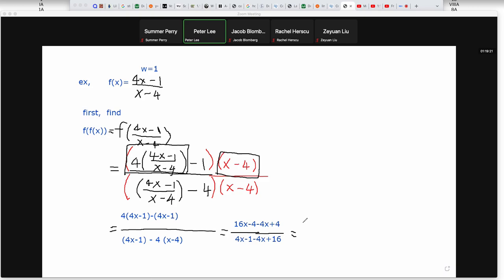Oh wait, did I make a mistake here? Yeah, I did make a mistake. Where did I make the mistake? This 4x minus 1 should not be 4x minus 1. It should really be x minus 4. Why did I write 4x minus 1 there? This should be x minus 4. Let me erase this and make it clean. Oops.